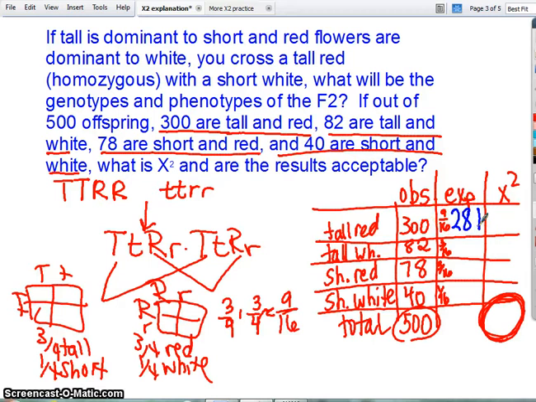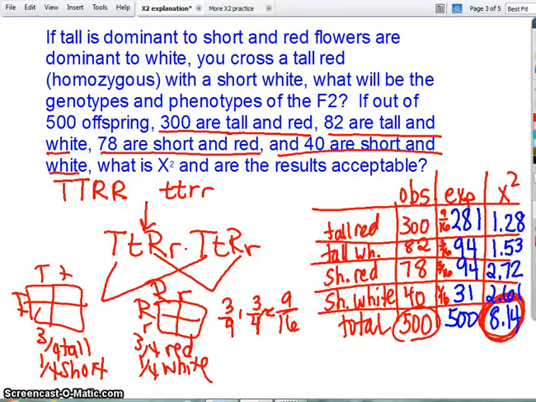We're going to do the same thing here. 3/16 of 500 is going to give us 93.75, so let's just round that up to 94. And then this is also going to be 94. And then finally, we're going to do 1/16 of that, and you're going to get 31.25, so we're just going to say 31. And this should still add up to 500. Okay, and now we're going to calculate chi-square from this, just like we did before. We're going to do observed minus expected squared over expected.